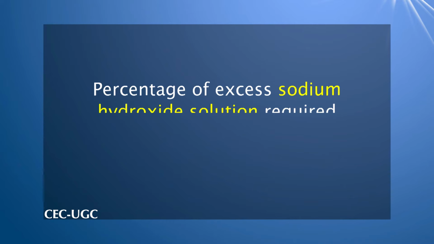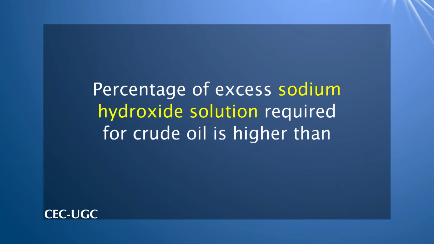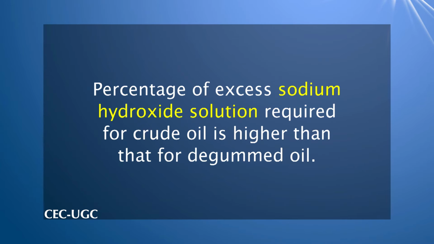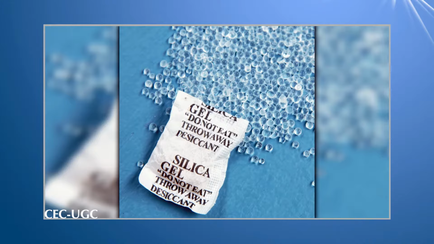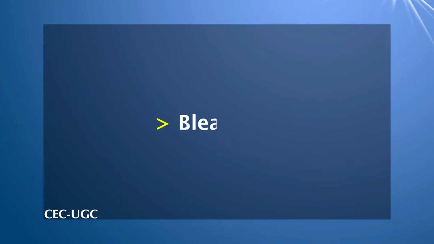When this is practiced, the oil commonly is pre-treated with 300 to 1000 ppm of 75% phosphoric acid to facilitate removal of phospholipids. The percentage of excess sodium hydroxide solution required for crude oil is higher than that for degummed oil. One of the new developments in neutralization is the use of silica-based adsorbent to remove the residual soap instead of using water washing. Bleaching.